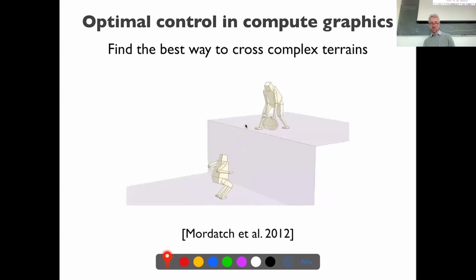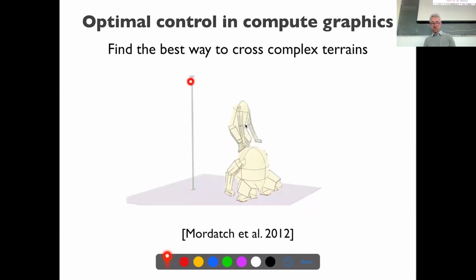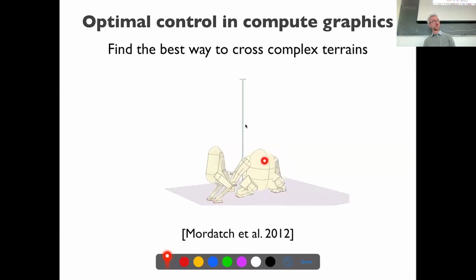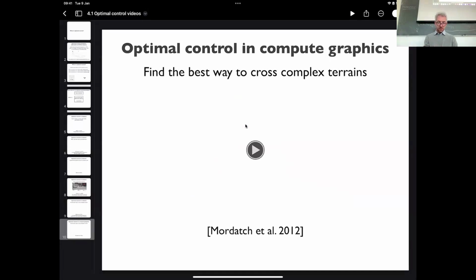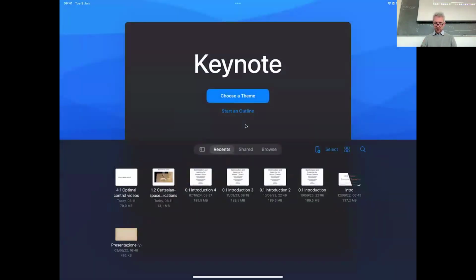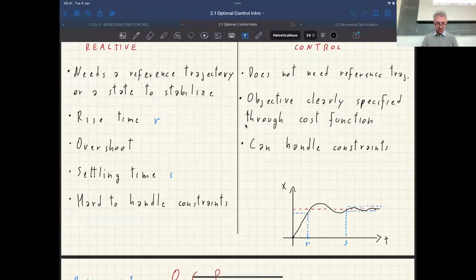Also some collaborative task between two avatars. In this case, the task was to reach this height, and they figured out that the little guy should climb on top of the big guy to achieve this height. So pretty advanced motions. So that was it for the videos. We can now move on to the slides.